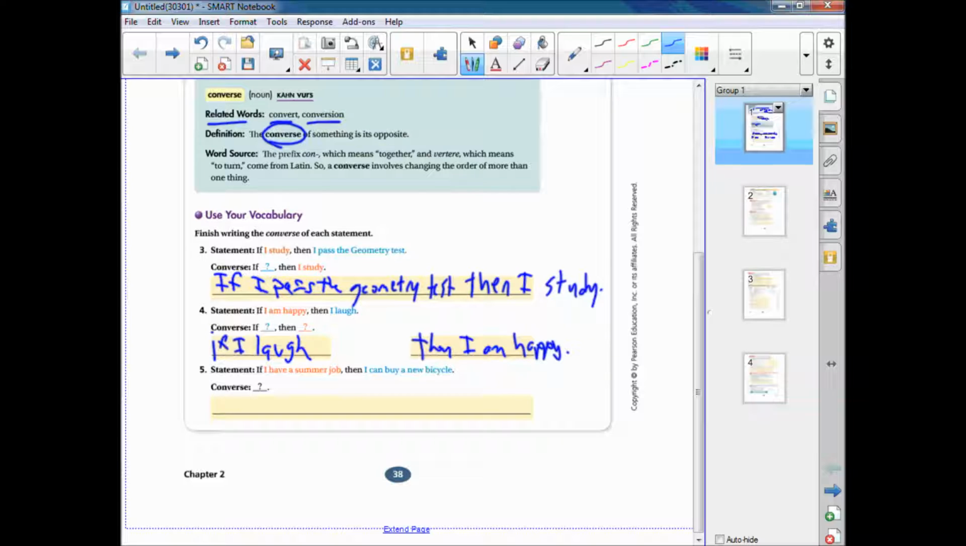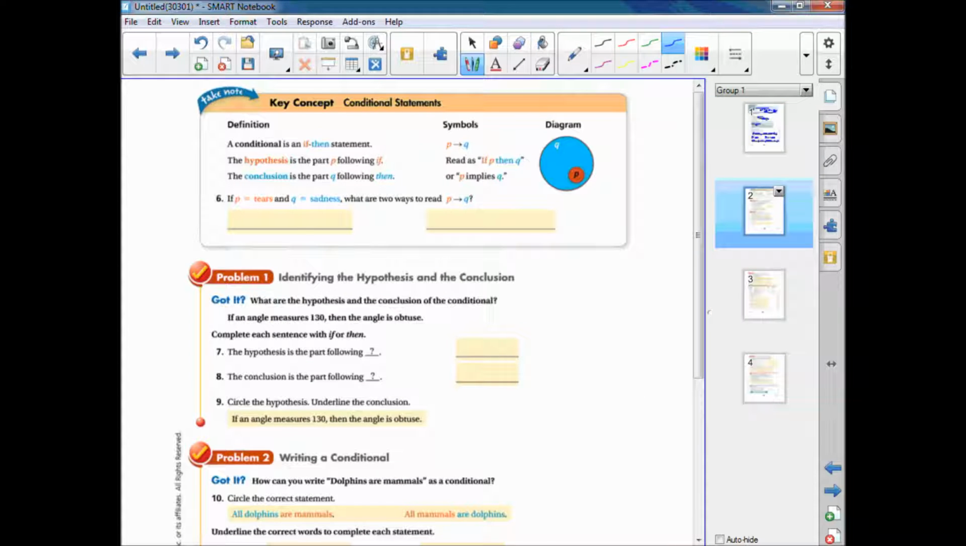So if I have a summer job, then I can buy a new bicycle. So the converse will be, if I can buy a new bicycle, then I have a summer job. Okay, let's flip it over and go through what a conditional statement is.